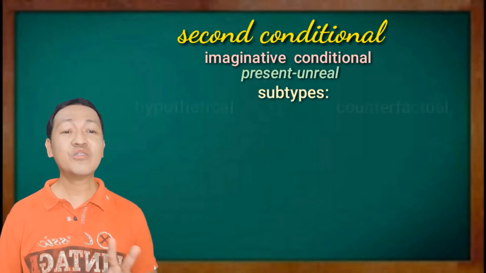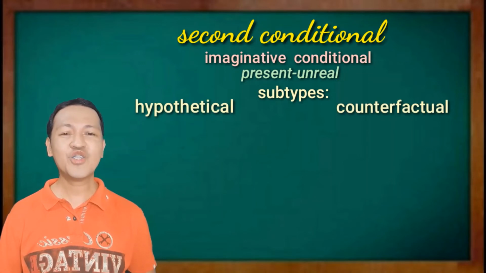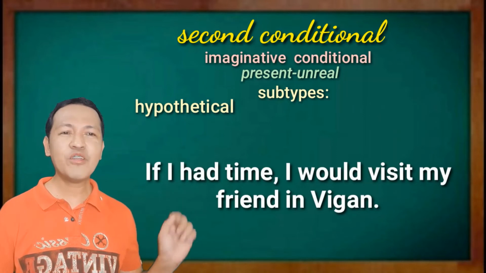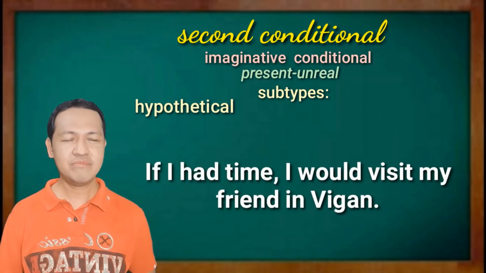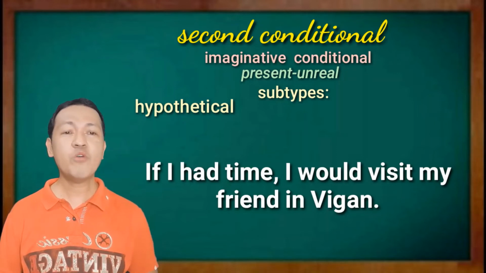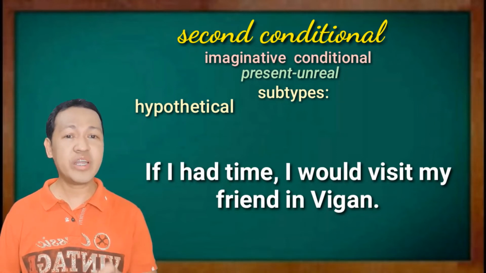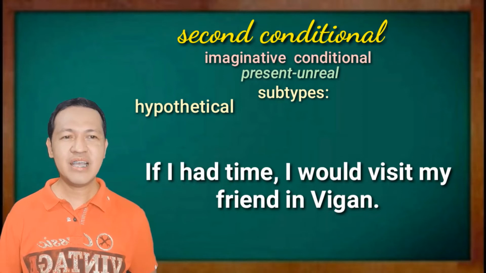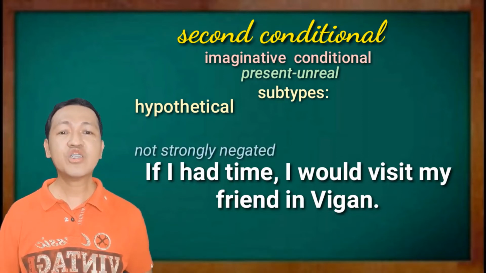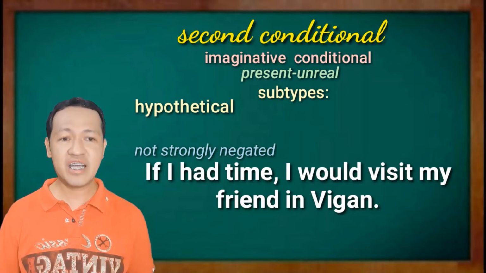Second conditional has two subtypes, hypothetical conditional and counterfactual conditional. Look at this example of present hypothetical conditional. If I had time, I would visit my friend in Vigan. At the moment, I'm very busy, but I can imagine what I would do if I had time. Notice that the if clause is not strongly negated. There's still a chance that I have or will have the time.